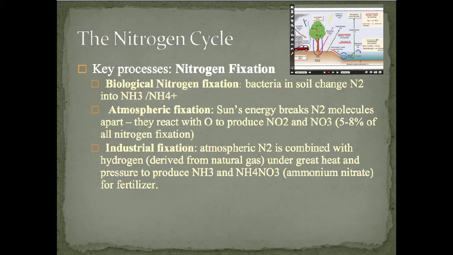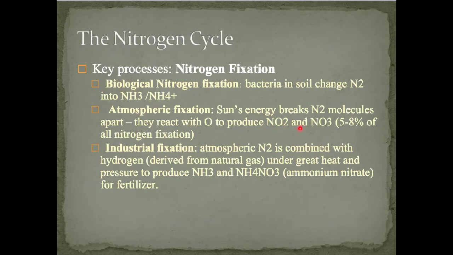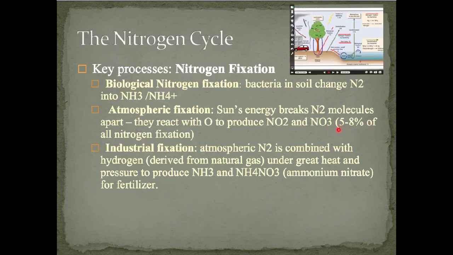The first part of the nitrogen cycle we're going to talk about is nitrogen fixation, and there are three kinds: biological nitrogen fixation, atmospheric fixation, and industrial fixation. Biological nitrogen fixation is where bacteria in soil change atmospheric nitrogen gas into ammonia and ammonium. Atmospheric fixation is where the sun's energy splits the nitrogen gas molecules apart and they react with oxygen to produce nitrite or nitrate, and this is only about 5 to 8% of all nitrogen fixation.